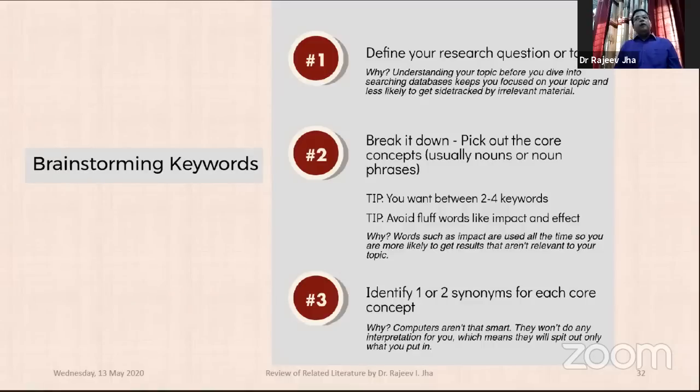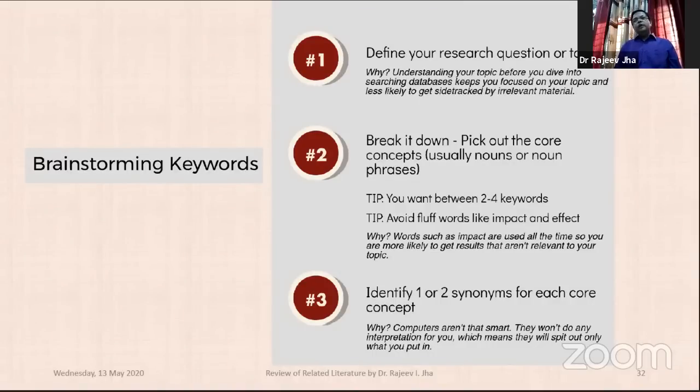Tip could be avoid fluff words like mostly we have in our titles impact or effect. So why should we not search with these words, impact or effect type of fluff words? Because words such as impact are used all the time. So you're more likely to get results that aren't relevant to your topic. And the third tip is identify 1 or 2 synonyms for each core concept.